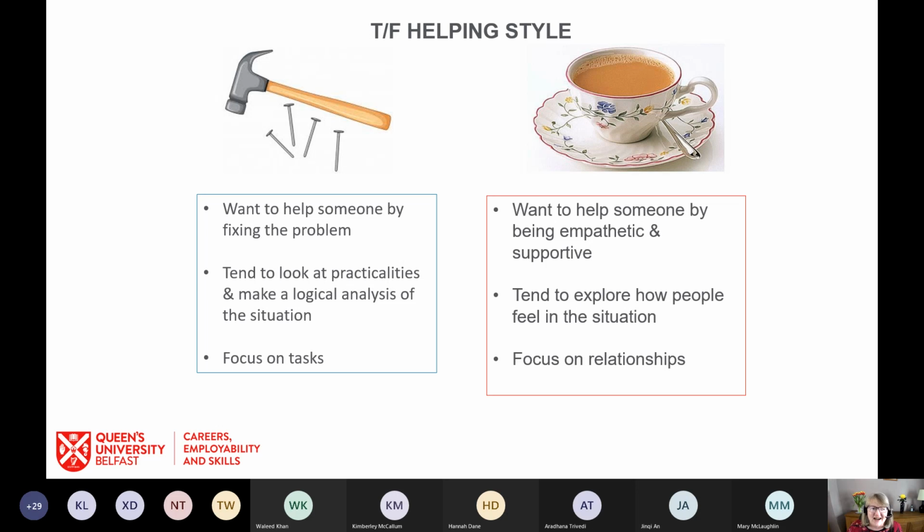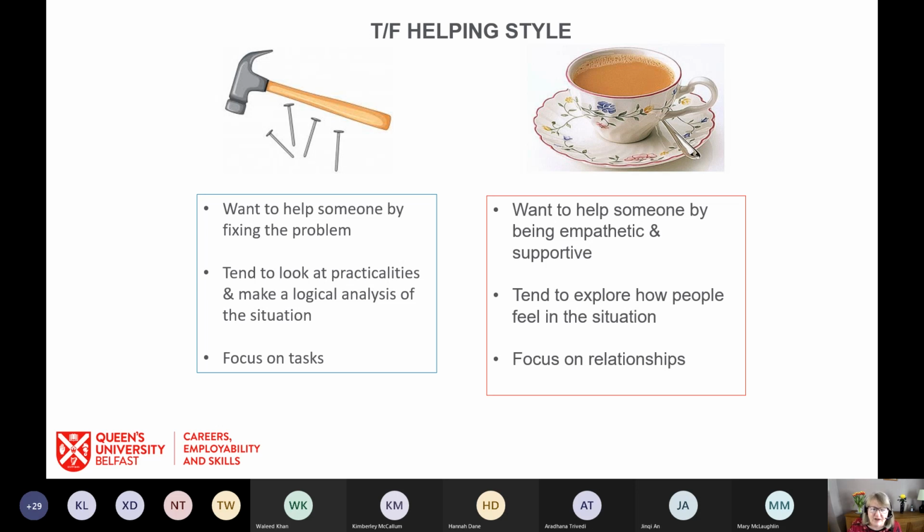If you have a preference for thinking, then what you're probably going to do is try and protect, sort things out, want to do the practical things, want to help someone by fixing the problem. You tend to look at the practicalities and make a logical analysis of the situation, focus on the tasks. And so that's how you start off. So you might start with phone the police, maybe phone a glazier or something. And then you move into the comforting end of things.